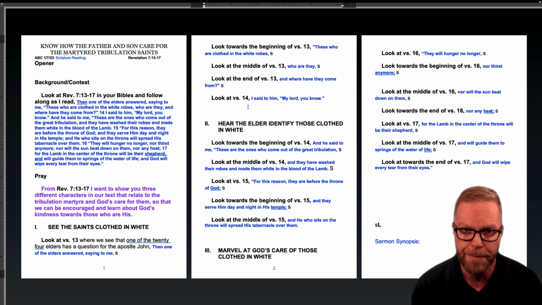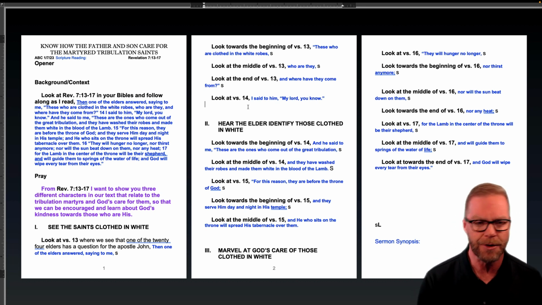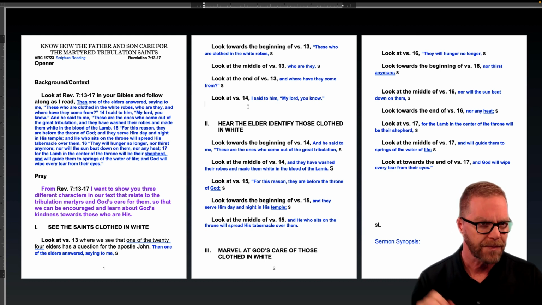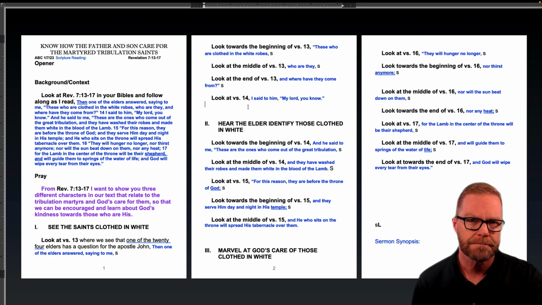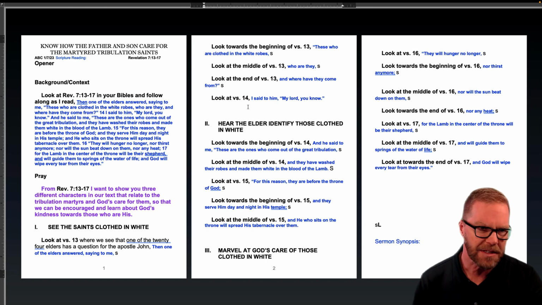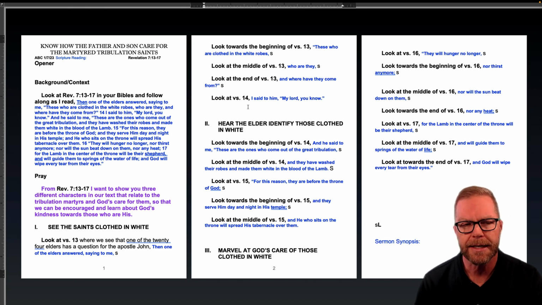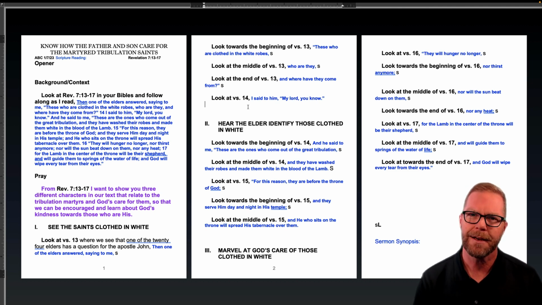All right, so now we're back here. We've got our outline. We've broken down our text. Let's say I've left the opener free, and I decide to put some background and context in there. It might be a little long, a little wordy, but I'll just leave it there for now. And if I'm running out of space, which I do every week, I might cut it back some. I pray, I read the proposition, I jump into point 1, see the saints clothed in white. Now, what am I going to do from this point on?